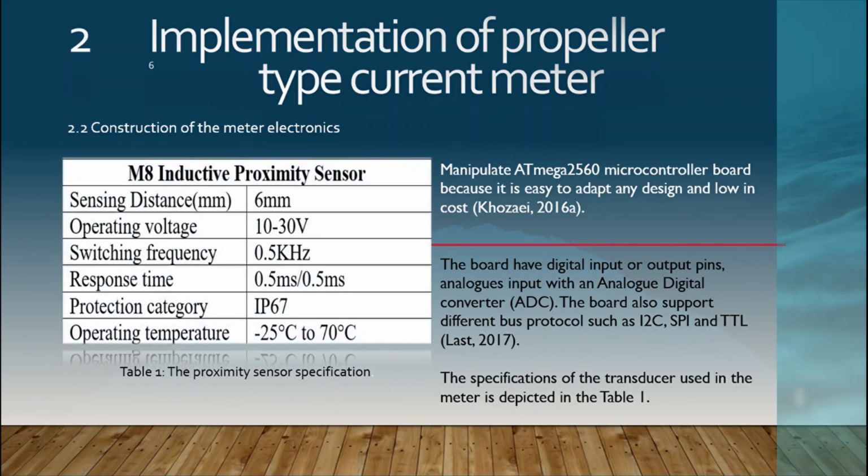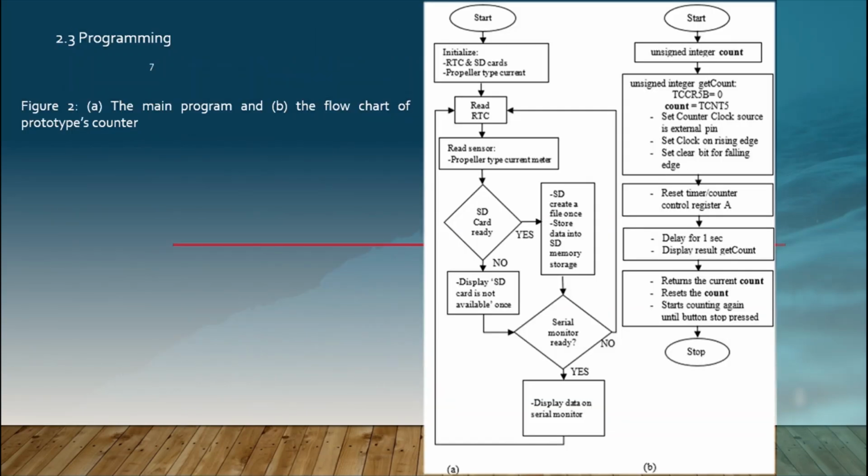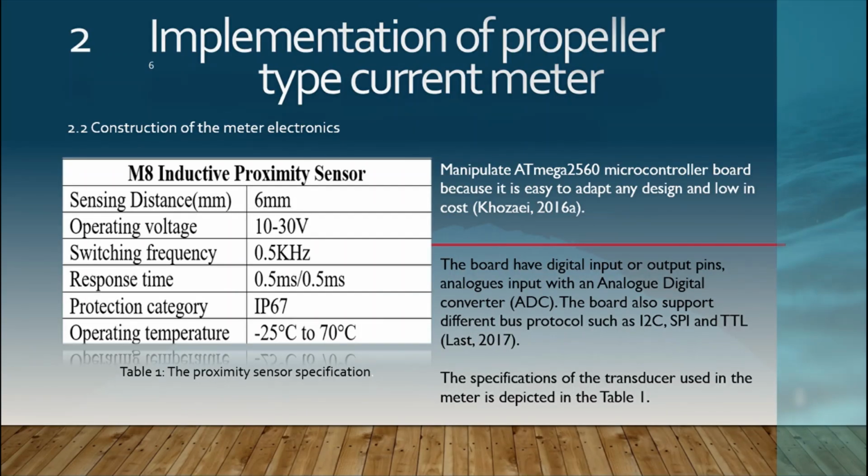The specification of the transducer used in the meter is depicted in Table 1. The inductive proximity sensor is used to separate various metallic materials on the basis of the amount of current produced due to the change in the magnetic field of the sensor. The variation in current is directly proportional to the distance of the metallic material from the sensor. So this proximity sensor provides medium or low resolution sensing depending on the number of pulses measured per volume.